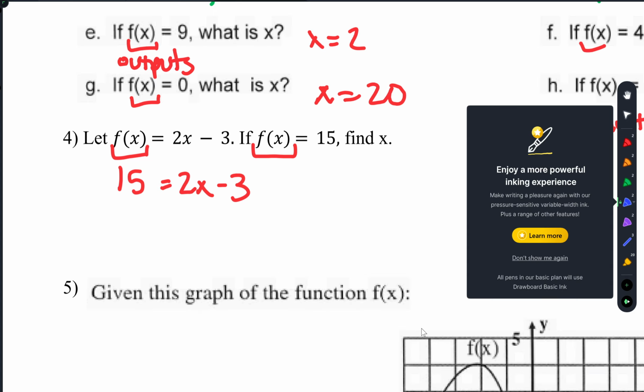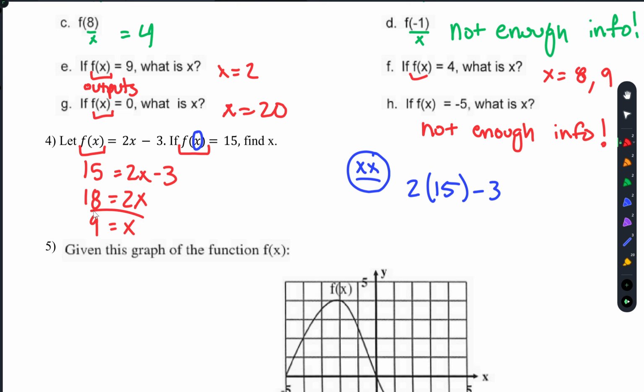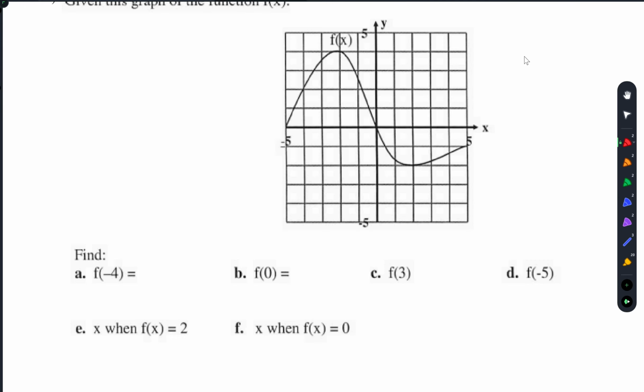Do not plug in for x here. Maybe make yourself a note off to the side. Do not say 2 times 15 minus 3 here. That is bad. We don't want that. We're not given the x value. X is clearly blank here. So instead, I add 3 to both sides, and I divide by 2. Questions?